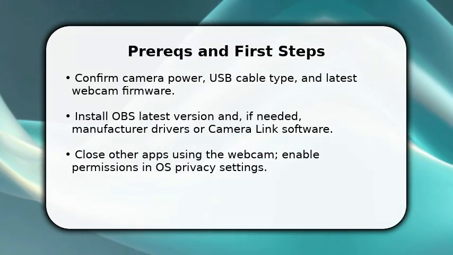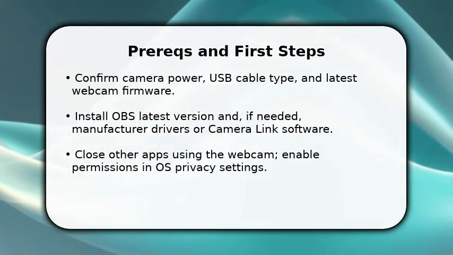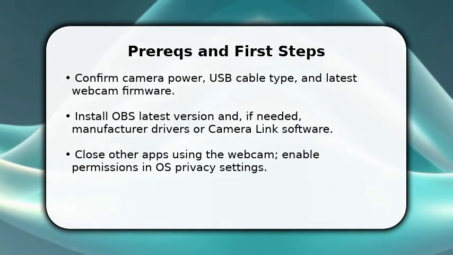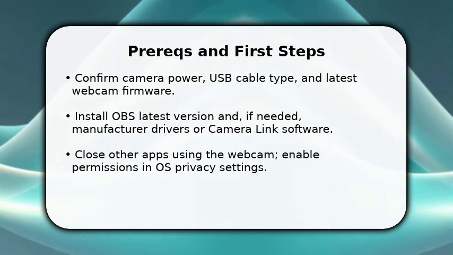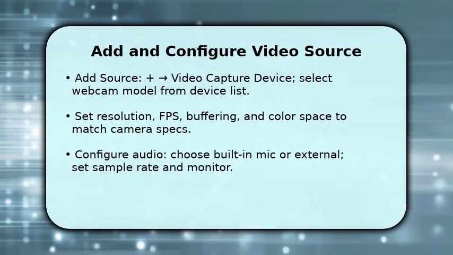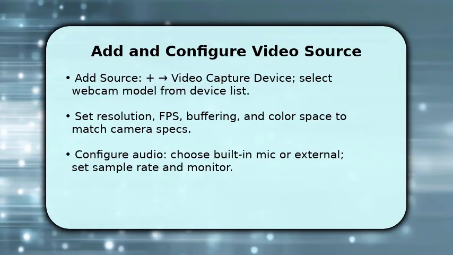Now open OBS, create or select a scene, and we'll add the video source. This is the actionable first step that gets the signal into OBS. In OBS, click the plus icon under Sources and choose Video Capture Device, then pick your webcam from the device dropdown so OBS can receive its feed.